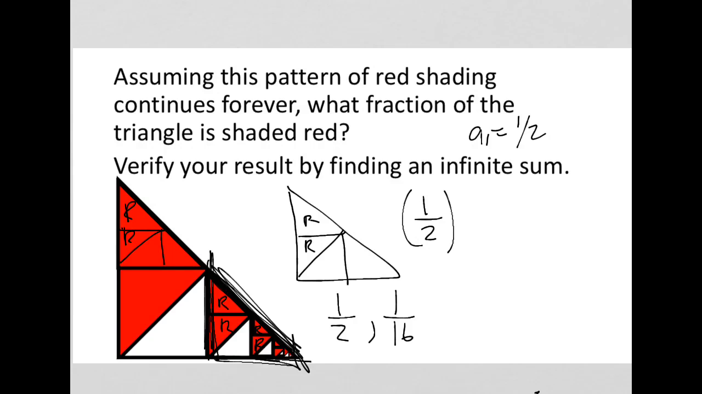Well, all you need to do to always find your ratio is take a term like 1/16 and divide it by the previous term like 1/2. And if you're taking a fraction like 1/16 or anything and dividing it by a fraction, dividing it by 1/2, that's the same as multiplying it by.